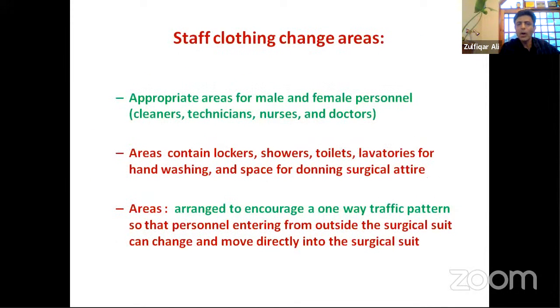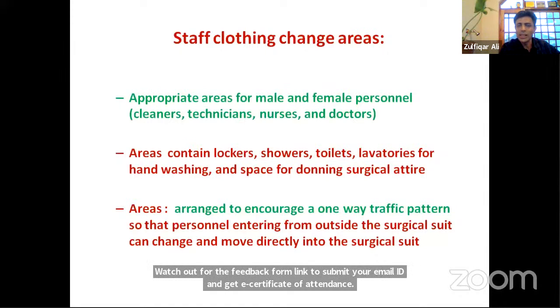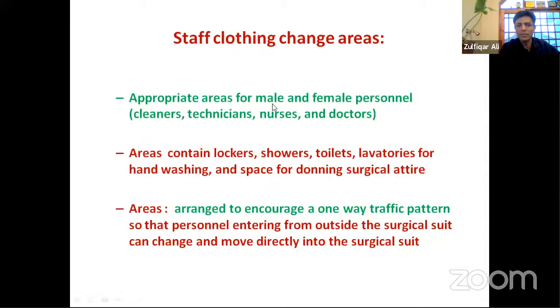The second area of concern to be addressed while designing an OR is the proper development of a proper area for the staff.